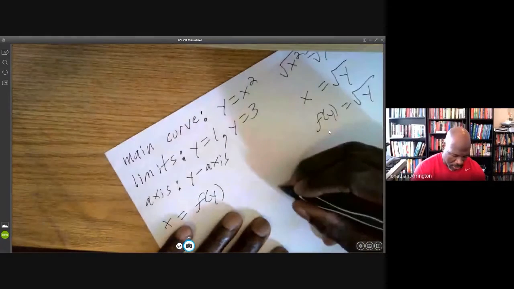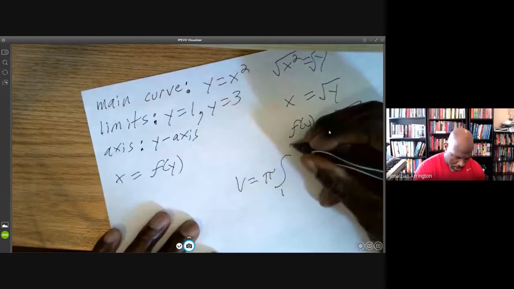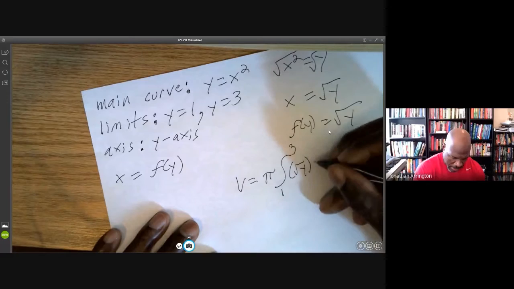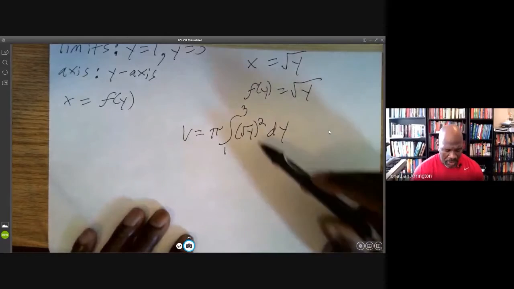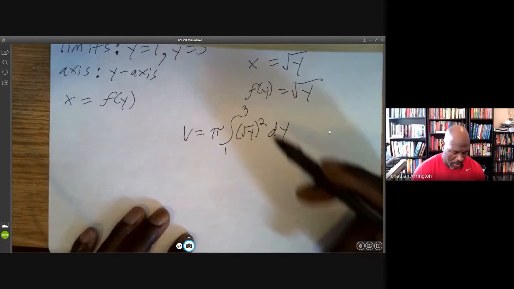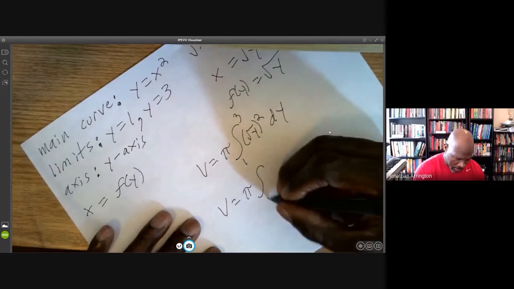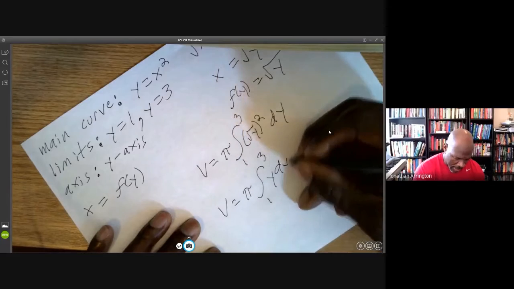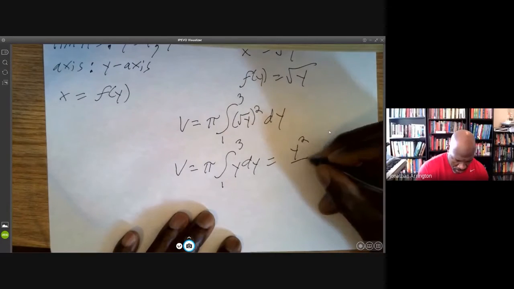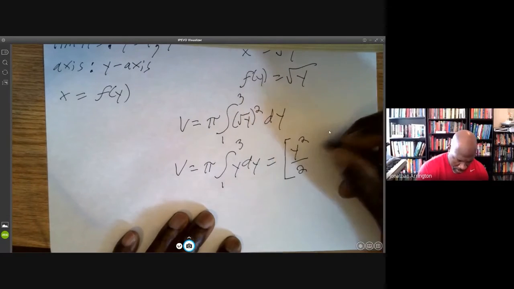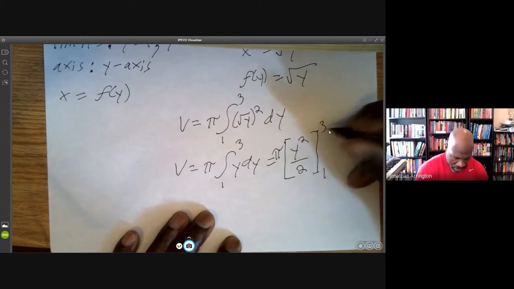So the volume is going to be pi times the integral from 1 to 3 of the square root of y, squared, dy. So don't forget the pi, and don't forget to square the function. Of course, the square root of y squared is just y, so this is pi times the integral from 1 to 3 of y dy. All right, so the integral of y is y squared over 2. Don't forget the pi, to be evaluated from 1 to 3.